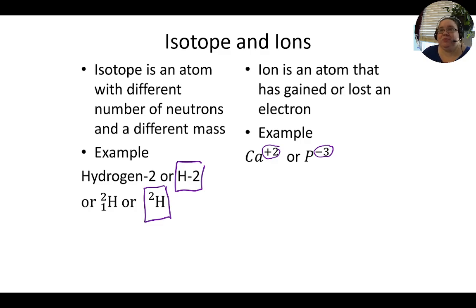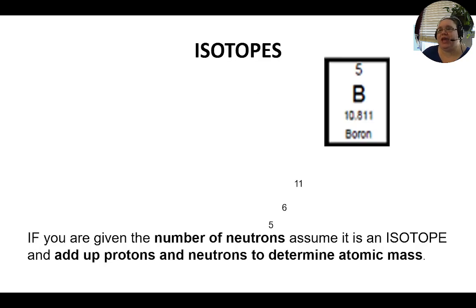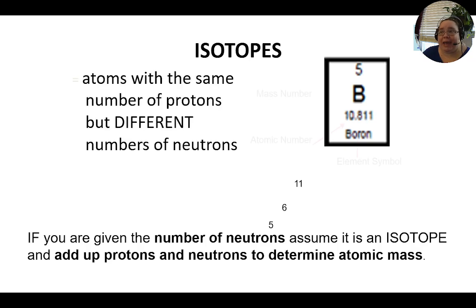Now, the way we determine protons, neutrons, and electrons for isotopes and ions is really similar to normal atoms. Protons is always the same. Protons is atomic number. Electrons get a little tricky. We're going to look at some specific examples, but I am starting with isotopes. So an isotope has a different mass.